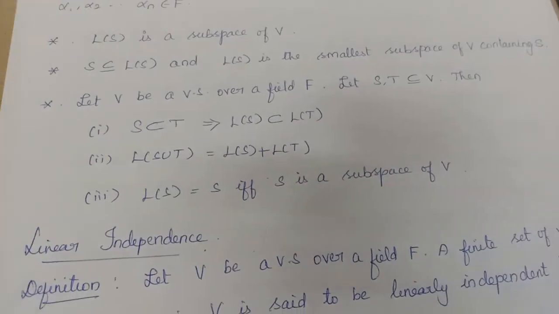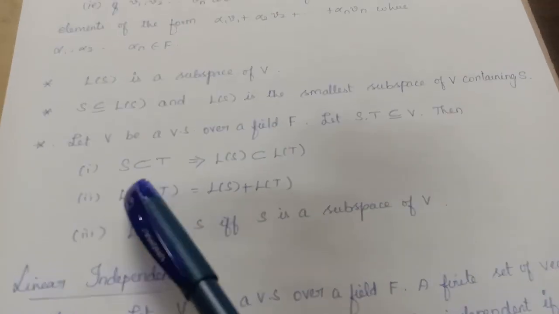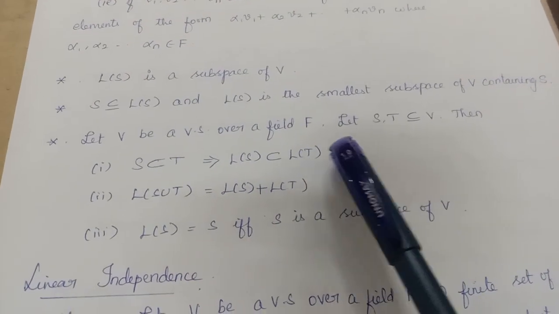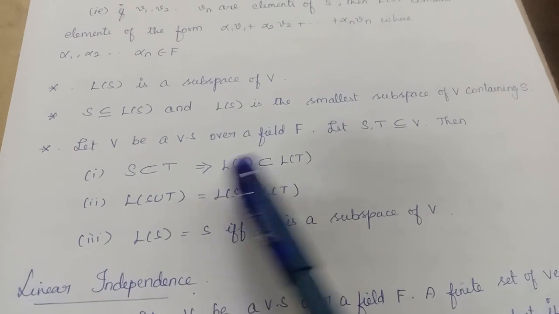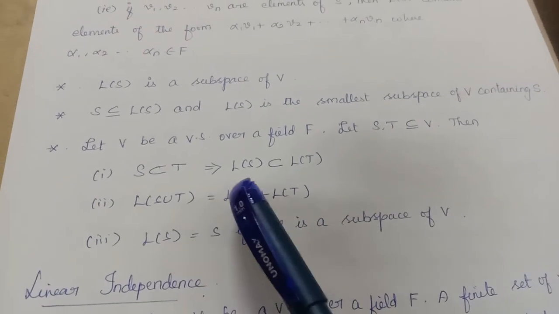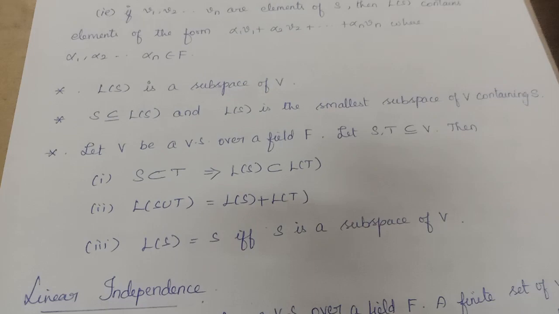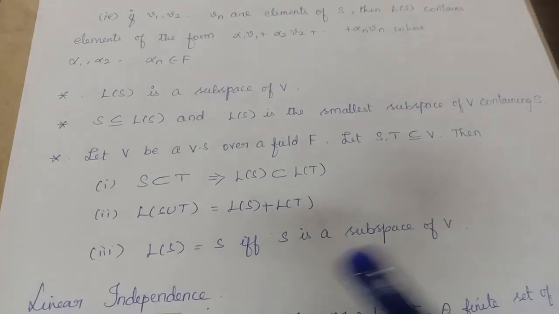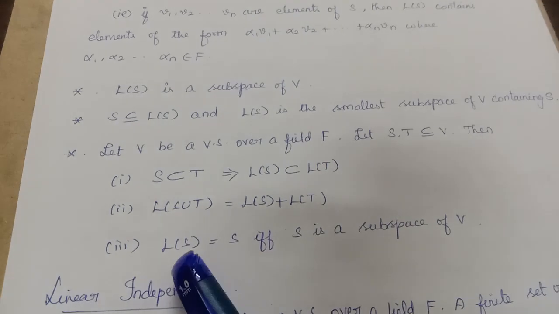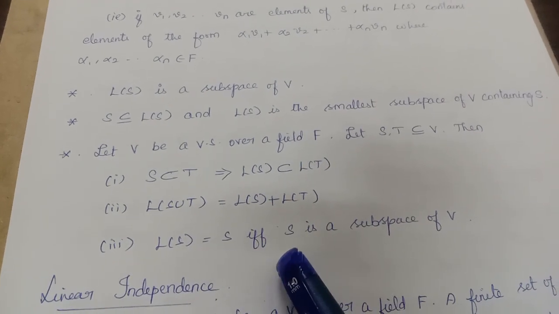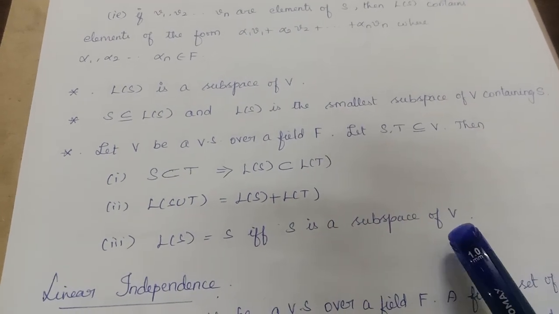Then the next one is, let V be a vector space over a field F and S and T be subspaces of V. Then if S is contained in T, then L of S is contained in L of T. And L of S union T equals L of S plus L of T. And L of S is equal to S if and only if S is a subspace of V.